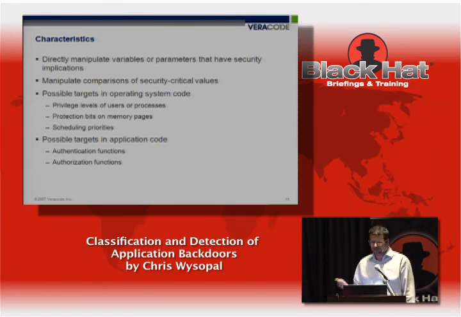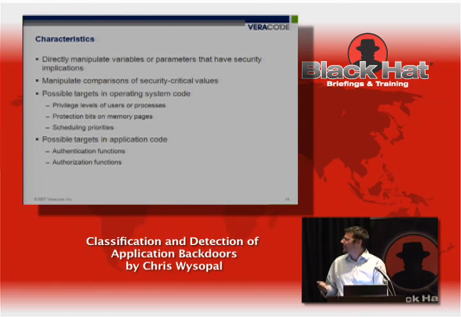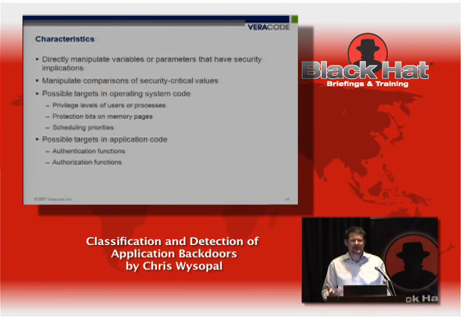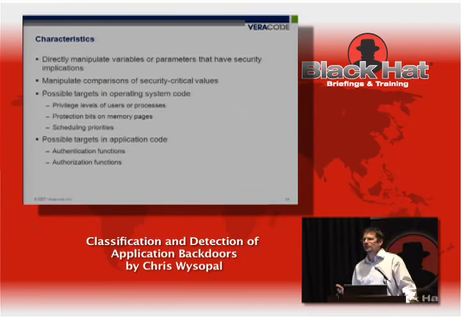But it could be other things. It could be privilege bits. It could be protection on memory changes. It could even be scheduling priority. If you could have a backdoor that could manipulate these, that might be something that's pretty hard to audit for. On the application side, applications have some critical variables like in authentication and authorization functions, what role someone is in. If you could manipulate those, you get extra access on the system.